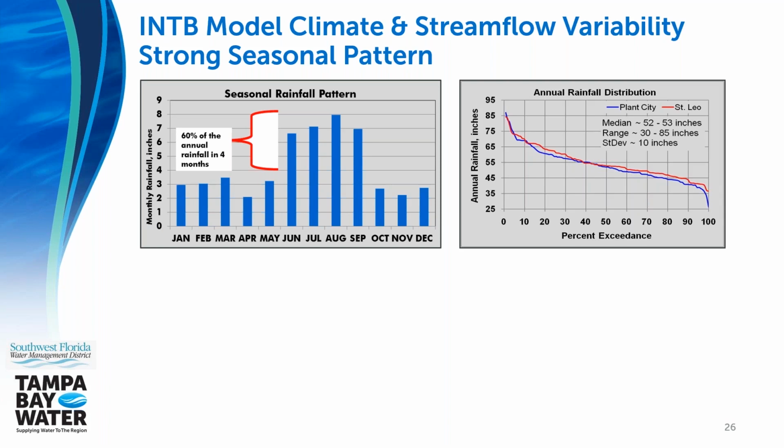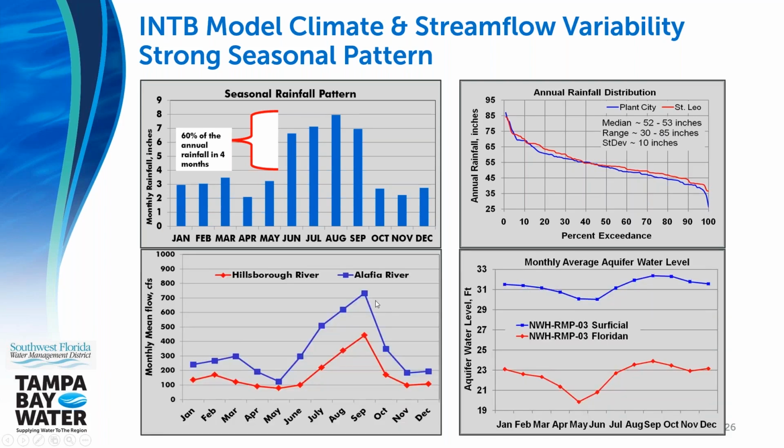Significantly strong seasonal pattern in rainfall. You see that 60% of the rainfall occurs during the 4 months of the wet season. Annual rainfall can vary anywhere from 30 to 85 inches, with a mean of 52 inches.